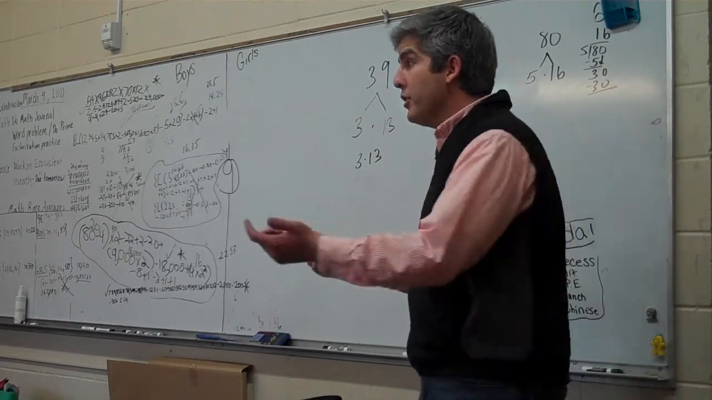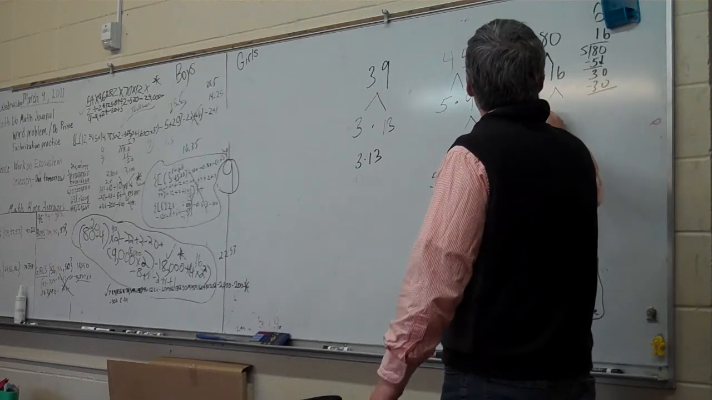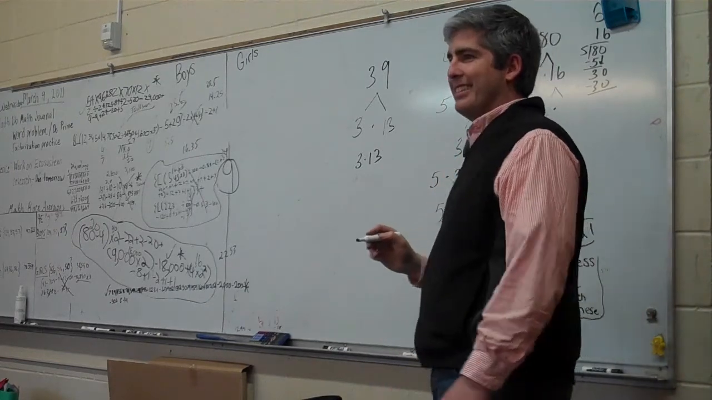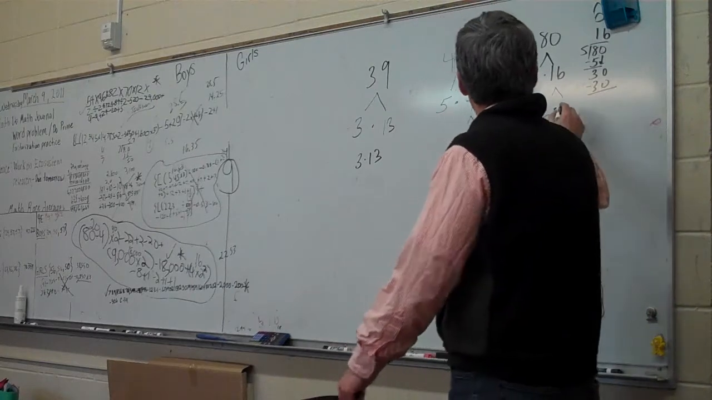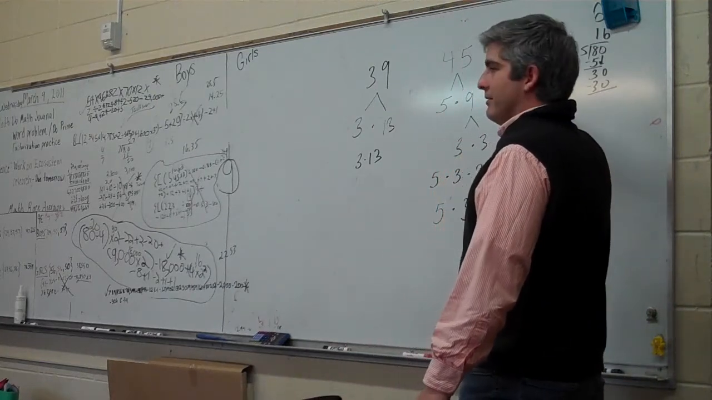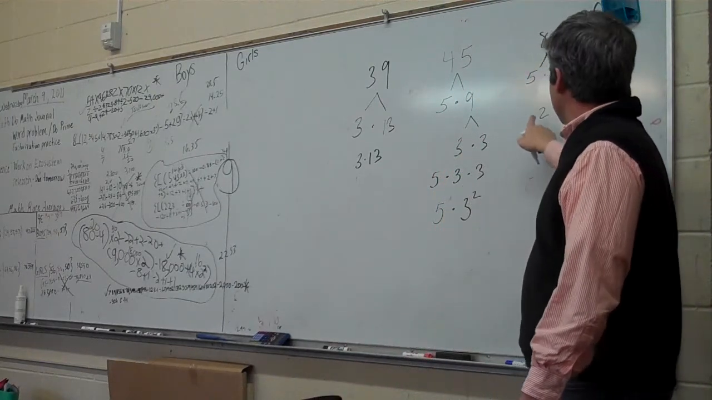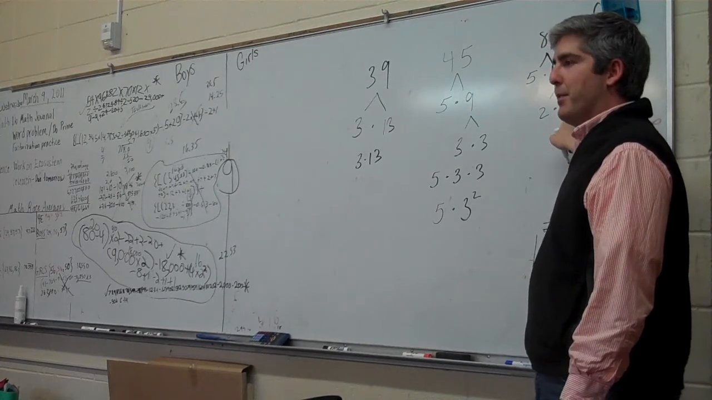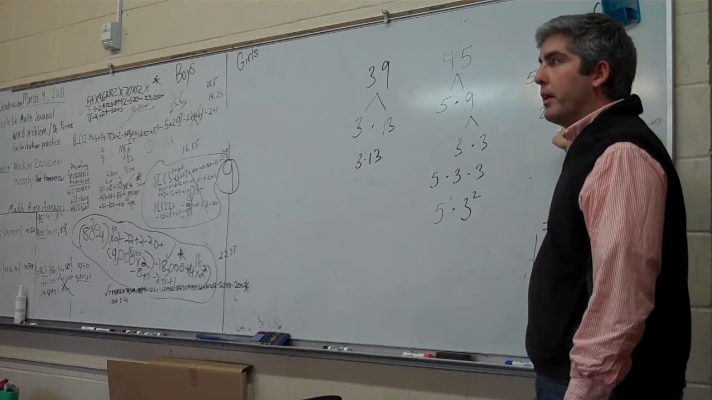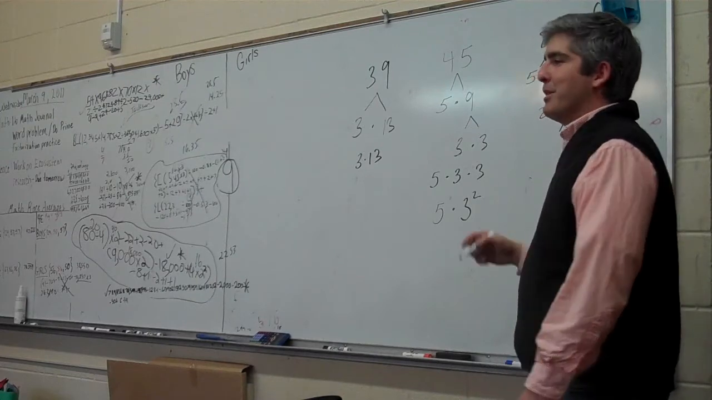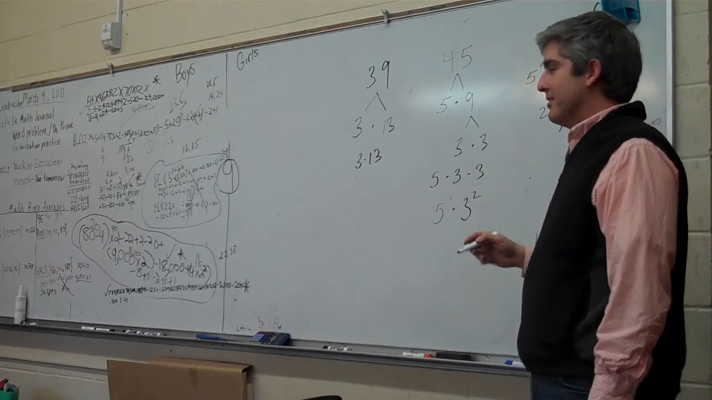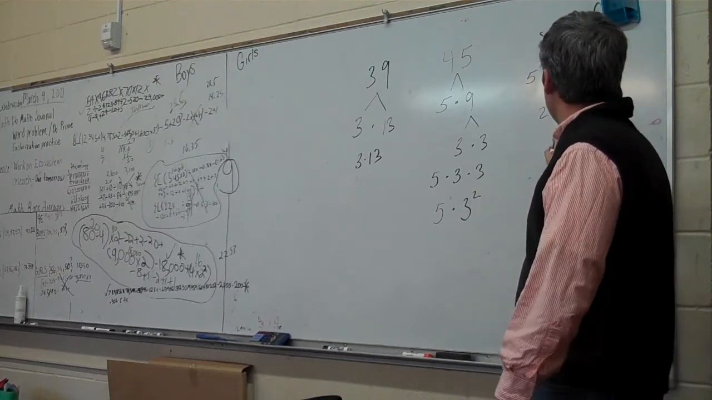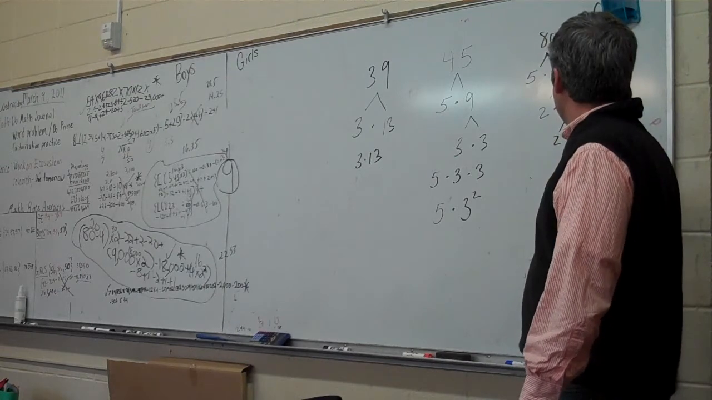Mary Chandler: 2. 2 goes into 16. How many times does 2 go into 16? 8. 5 is a prime number. 2 is a prime number. Is 8 a prime number? No. So we keep going. What's a prime number that goes into 8? 4? 4 is not a prime number. 2. How many times? 4.